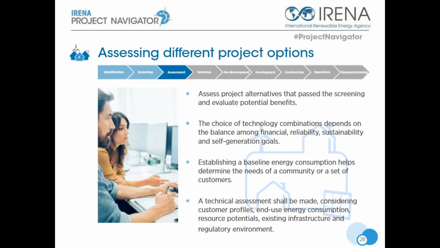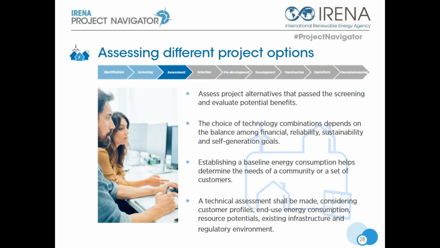The next phase is the assessment phase. The objective of this phase is basically to assess feasible alternatives and evaluate the potential benefits of different project options. Most mini-grid projects deploy 2 or more generation technologies, sometimes with storage. The choice of the technology combinations will depend on the balance among financial, reliability, sustainability, and self-generation goals that the project developer pursues.